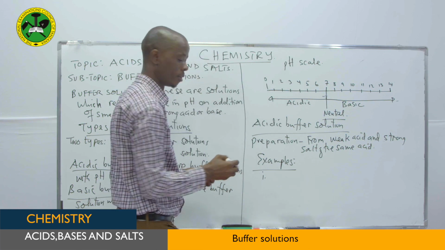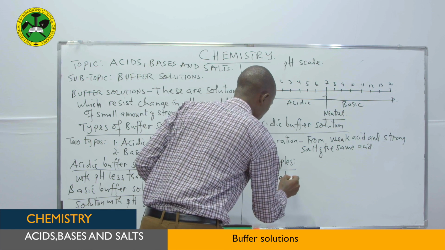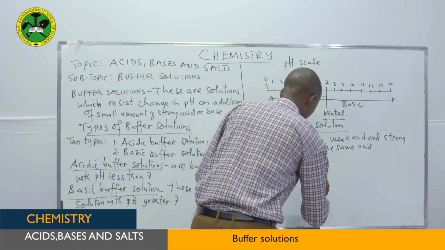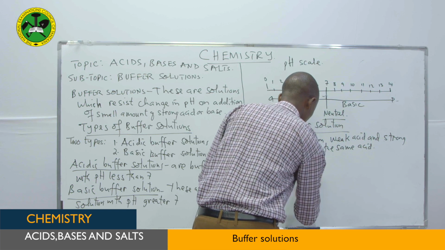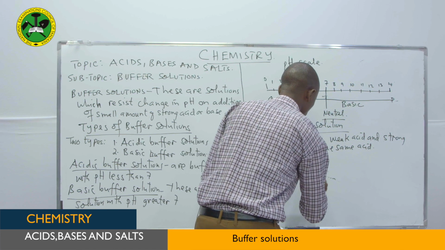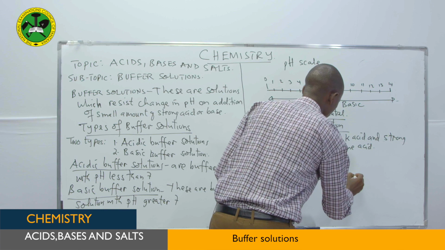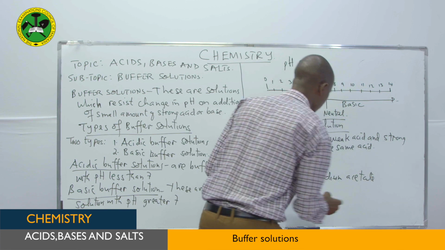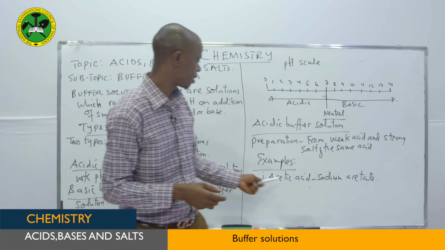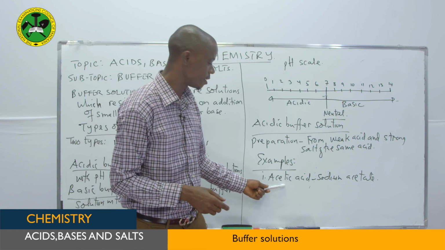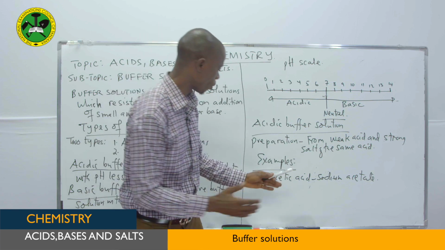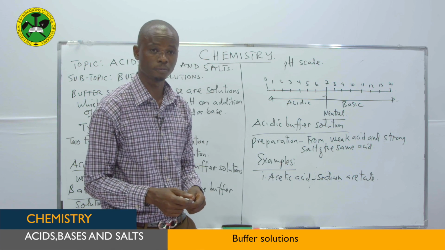Number 1, acetic acid mixed with sodium acetate. This one is an example of the acidic buffer solution. So you can see acetic acid is weak, but sodium acetate, which is the strong salt of this acid, when mixed together, they make acidic buffer solution.